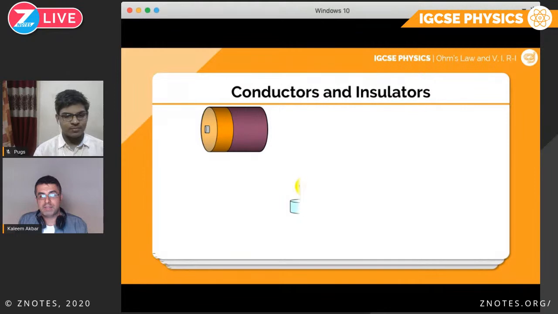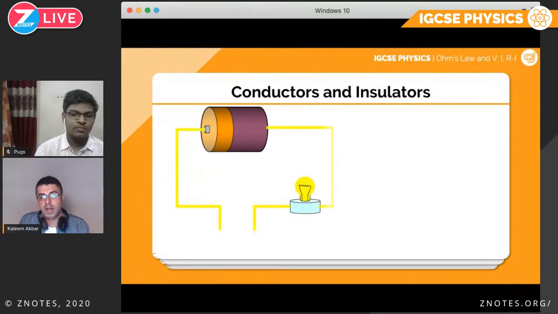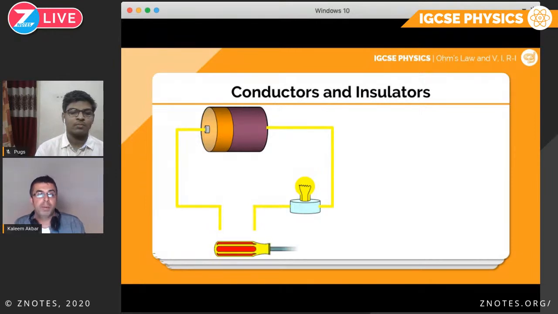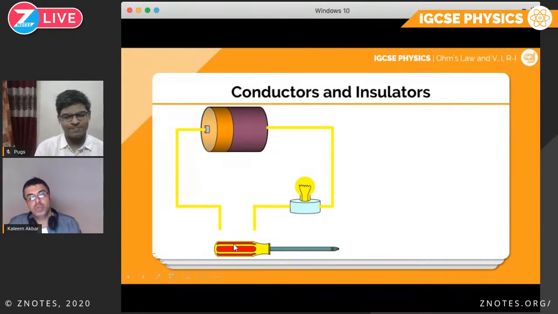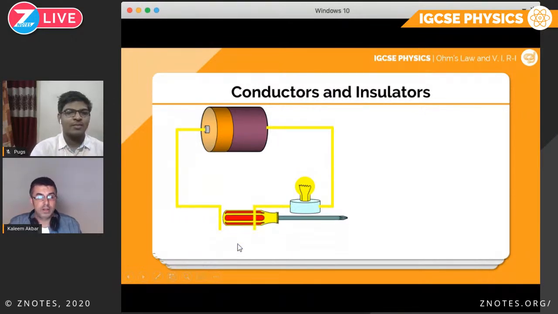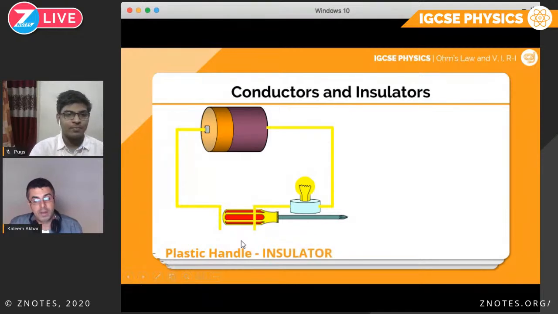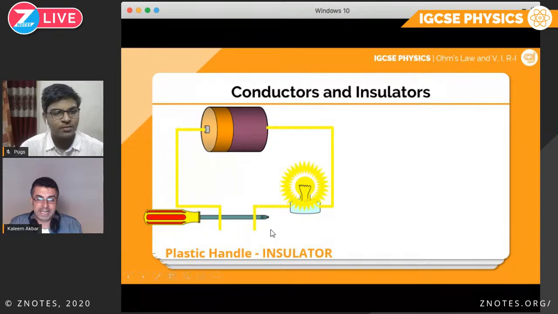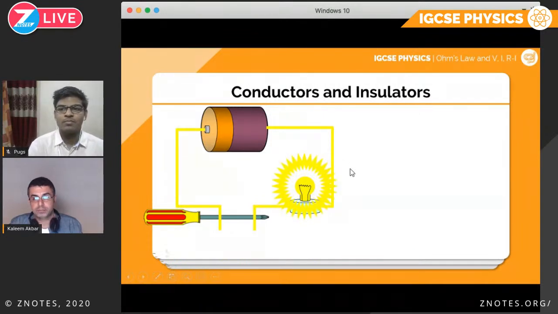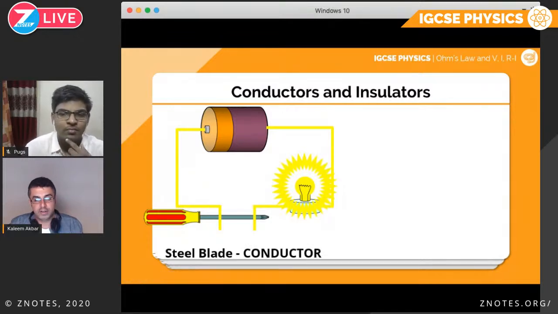So here, I have a rather simple circuit. I've got a battery and a bulb, and I've deliberately created a gap. I'm going to use this screwdriver and use the wooden or plastic end of the screwdriver and put it between the circuit to try to complete the circuit. Well, plastic's an insulator. So surprise, surprise, the bulb doesn't light. Now, when I go over to the metal side and connect it between the two wires, I now have a complete circuit. So now the light bulb lights. So the steel part is a conductor.